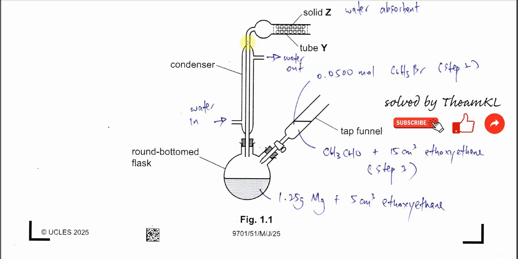Of course, the inner tube has no water, right? So it's just the outer tube full of water. Then the water out will be this upper part. By doing this, the water will always fill the outer tube in the condenser. That's how you draw this arrow. Water in, water out.